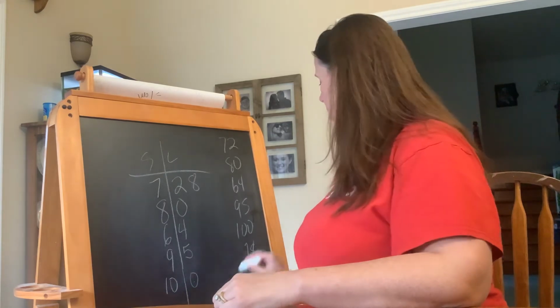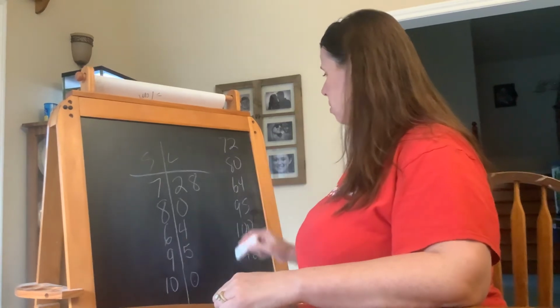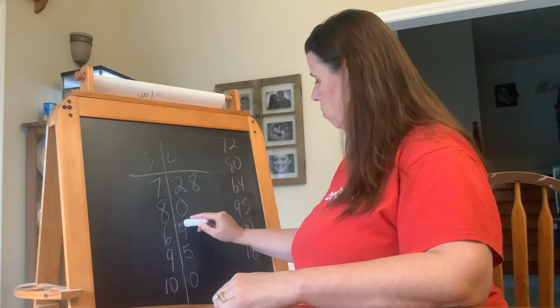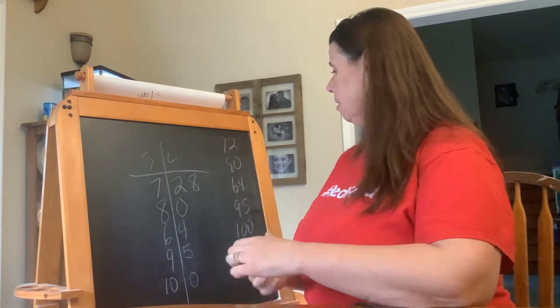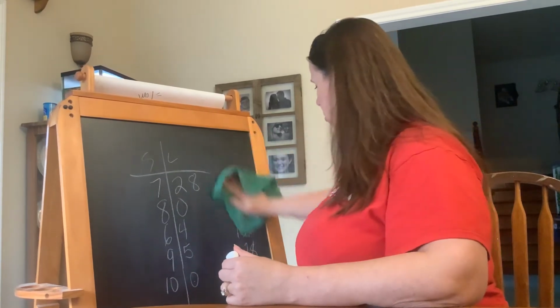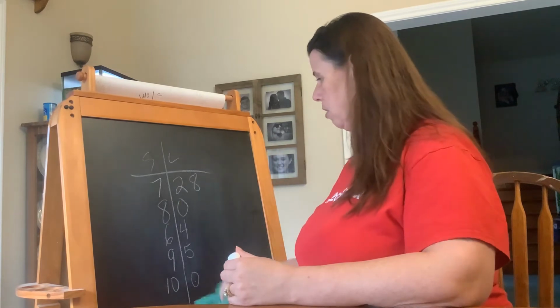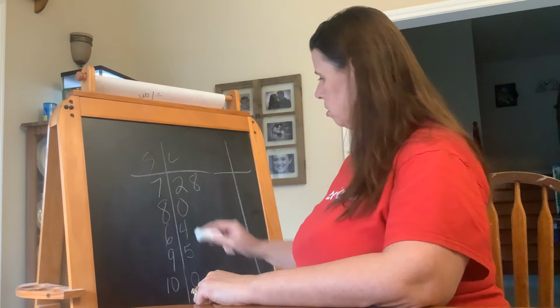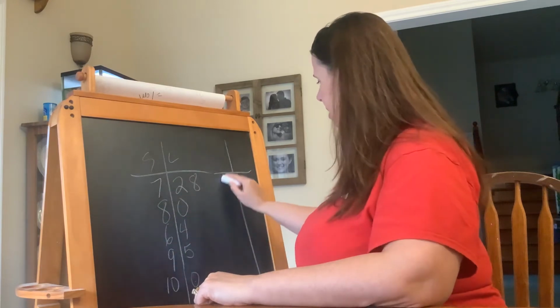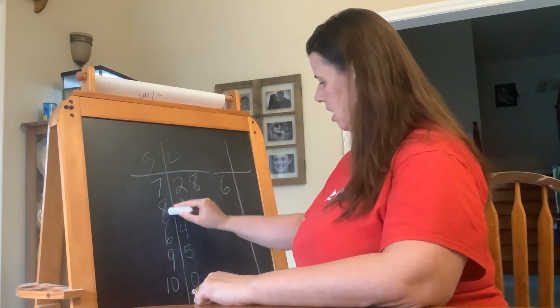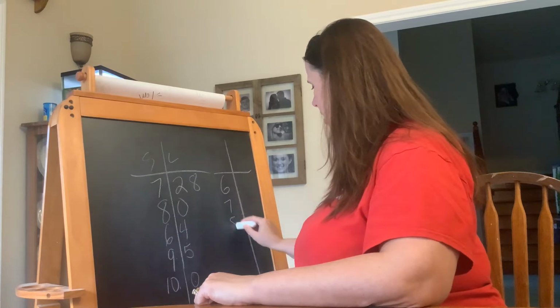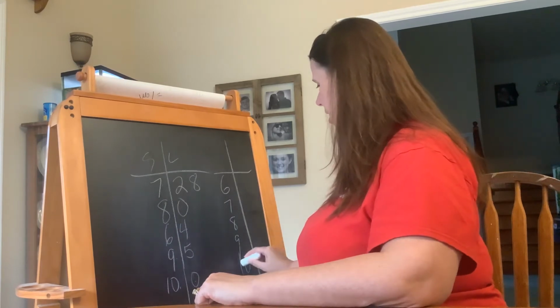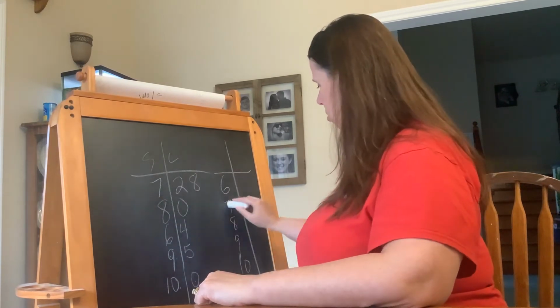Only ever one. 1, 2, 3, 4, 5, 6 pieces of data, 1, 2, 3, 4, 5, 6 leaves. But our numbers are not in order, so this stem and leaf plot is not done. I have to recopy it in order. My lowest stem is a 6. 6, 7, 8, 9, 10. And then 1, 2, 3, 4, 5 leaves.